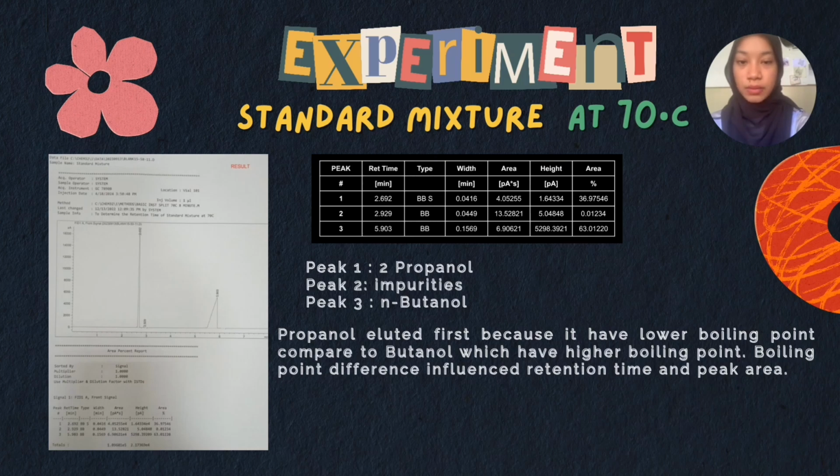We can see from the data that 2-propanol elutes first. This is because 2-propanol has a lower boiling point compared to N-butanol. As we know, compounds with a lower boiling point tend to elute faster in gas chromatography. Meanwhile, N-butanol, having a higher boiling point, elutes later. This boiling point difference directly influences both the retention time and the peak area that we observe in the chromatogram. In summary, retention time is closely related to the volatility of the compounds, with more volatile compounds appearing earlier on the chromatogram.